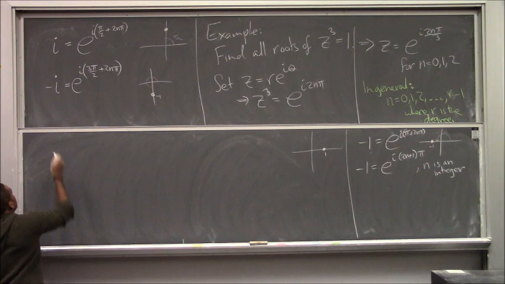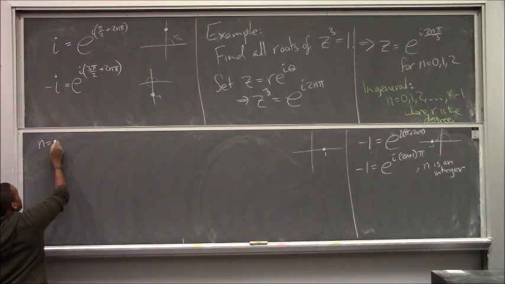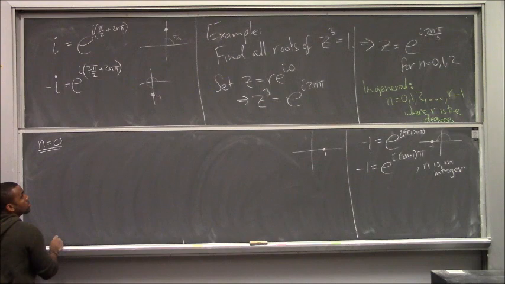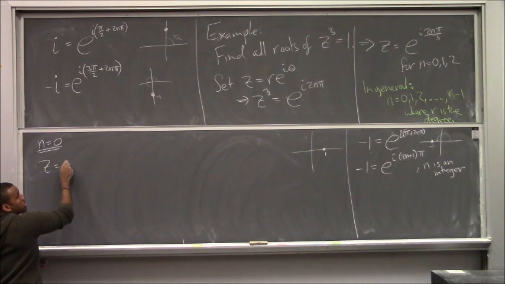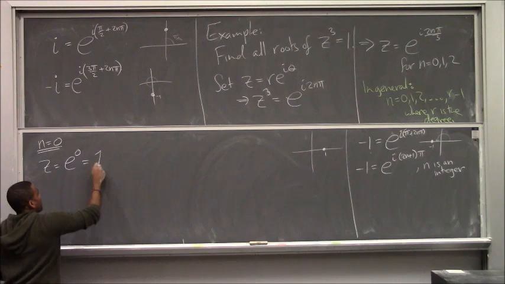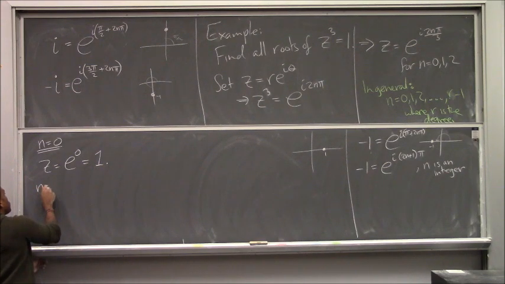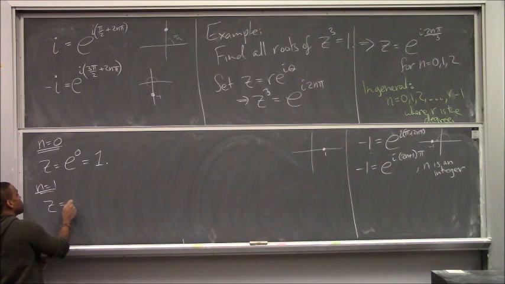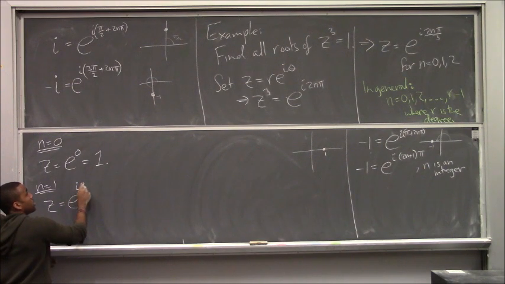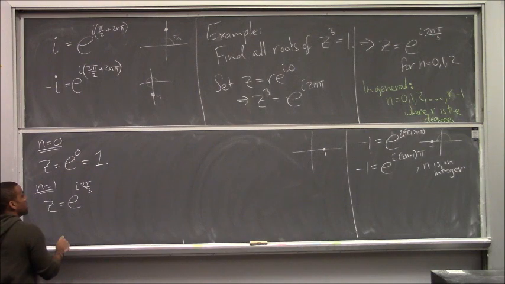So, if my n equals 0, isn't 1 always going to be a root for something like this? Yes, because you're starting with n equals 0. So if n equals 0 and I plug it in there, what do I get? Well, I would get z equals e to the 0, which is 1. There's my real root. If n equals 1, I would get z is equal to e to the i of 2 pi over 3. What is that?